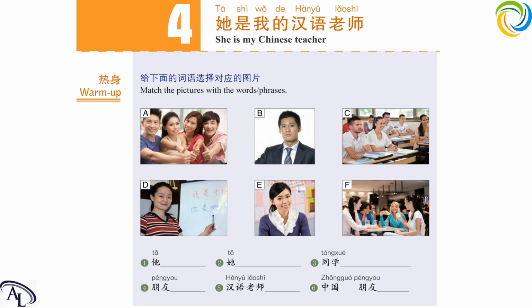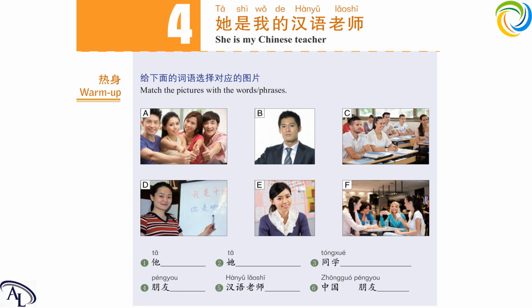Next one, the pronunciation is the same. It is still ta, but the character is a little bit different. So it means she or her, ta. So this one means he or just someone, and this one means her, she. The next word is 同学, 同学. Read after me, please. 同学, it means classmate.